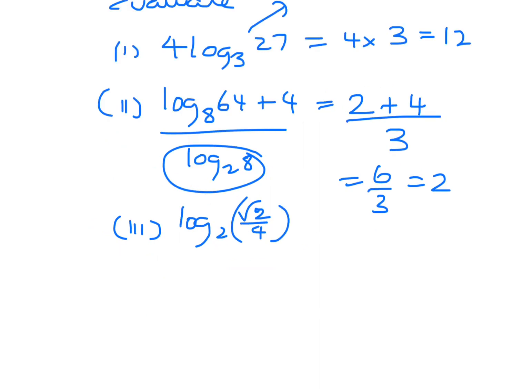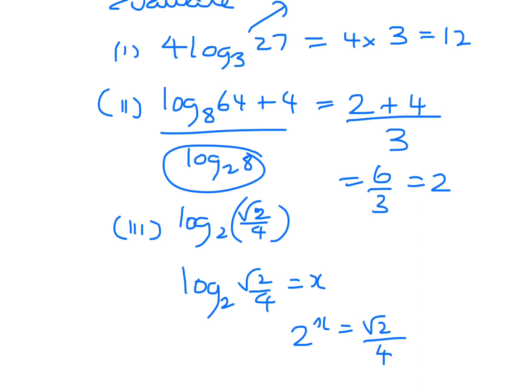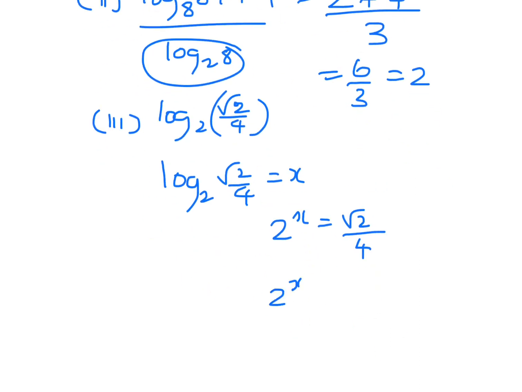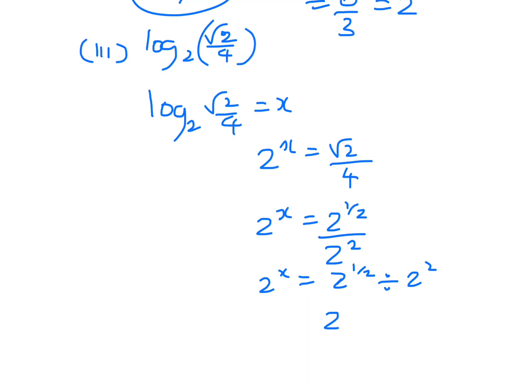Okay, so log base 2 of root 2 on 4 equals x. So just write it as 2 to the x equals root 2 on 4. Now how do you write root 2 on 4 as a base 2? So that's 2 to the half, and this is 2 to the 2. And because it's division, what do you do to the indices? You subtract them. So that's 2 to the half minus 2. So 2 to the x equals 2 to the minus 1.5. So x is minus 1.5.